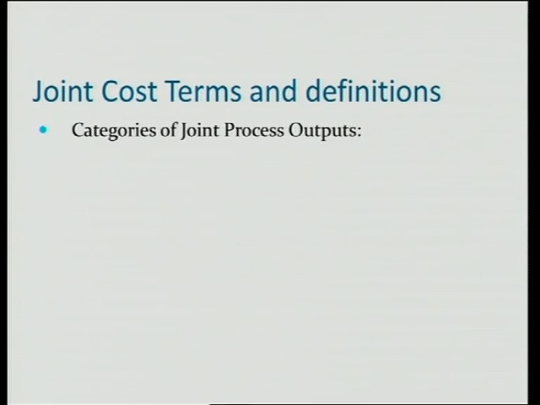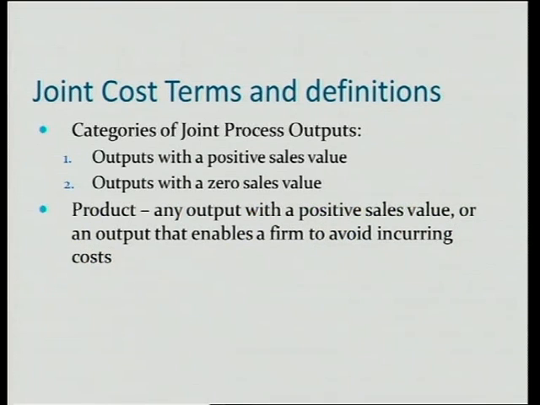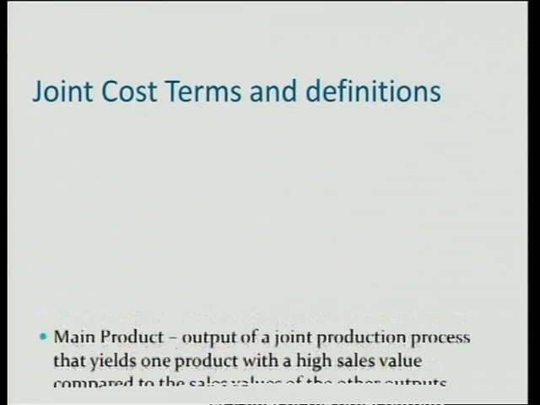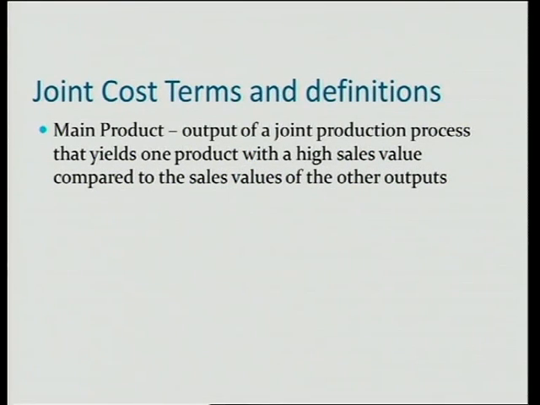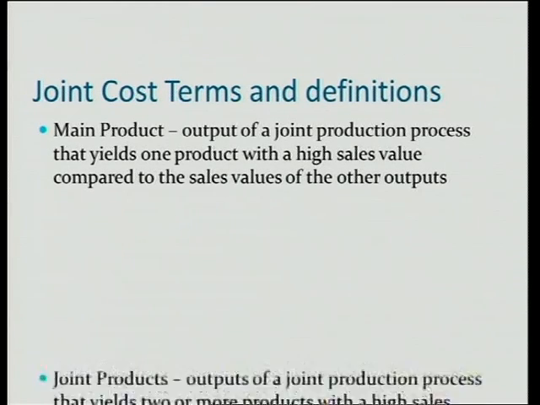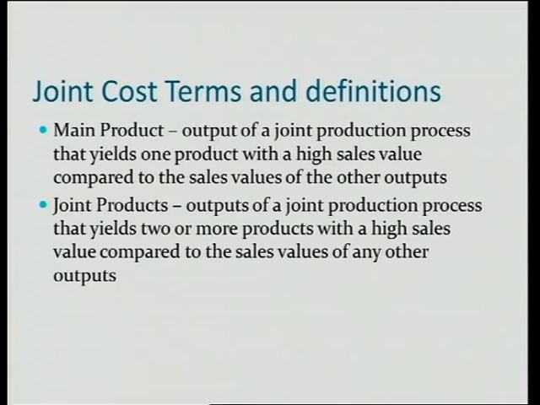Categories of joint process outputs. Outputs with a positive sales value, outputs with zero sales value. It could be either of those. A product: any output with a positive sales value, or an output that enables a firm to avoid incurring costs. Value can be high or low, or it can just be generating income. Main product: output of a joint production process that yields one product with a high sales value compared to the sales value of the other outputs. Joint products: outputs of a joint production process that yields two or more products with a high sales value compared to the sales value of any other output. So it all goes about materiality.